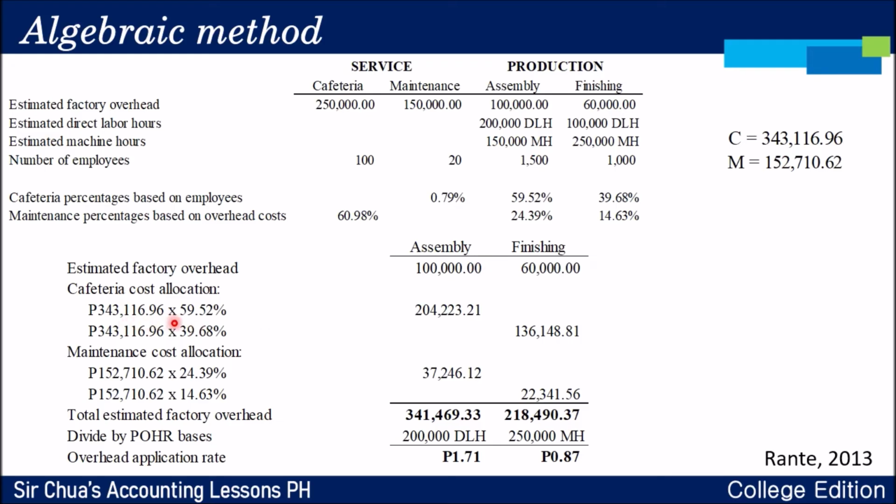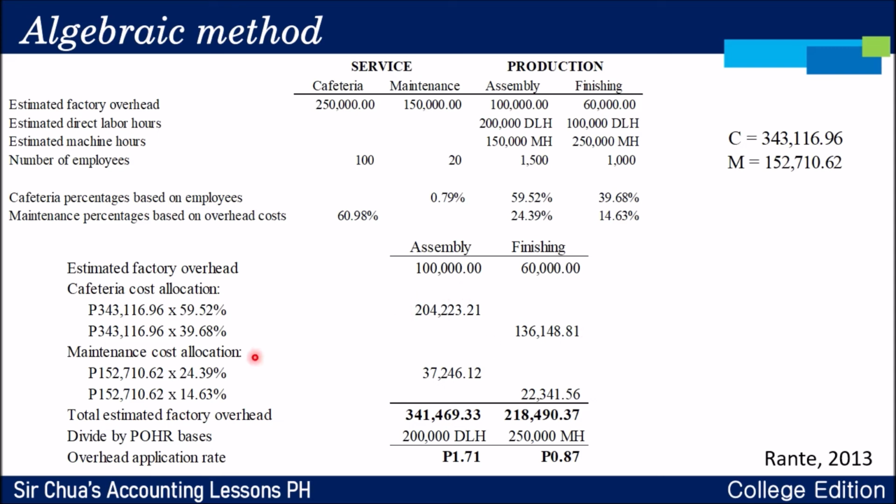343,116.96, multiply na po natin siya sa cafeteria percentage based on assembly, which is 59.52%. You do the same for finishing, 343,116.96 sa cafeteria percentage naman sa finishing na 39.68%. Perform the percentages, ito po ang lalabas na amount.